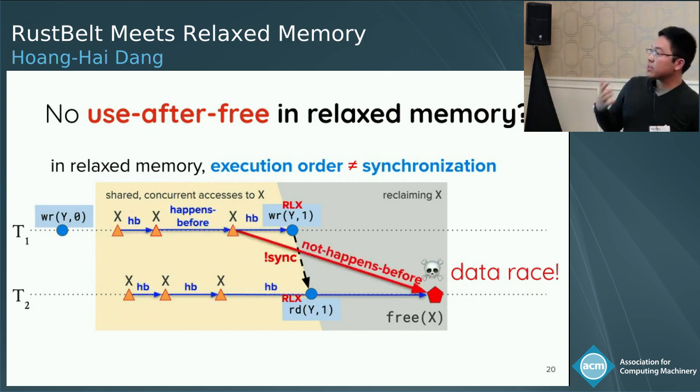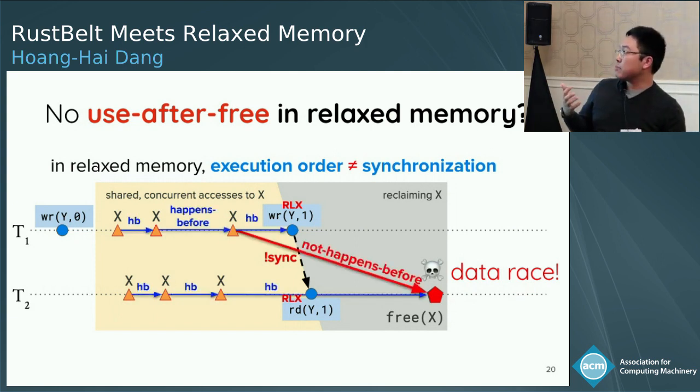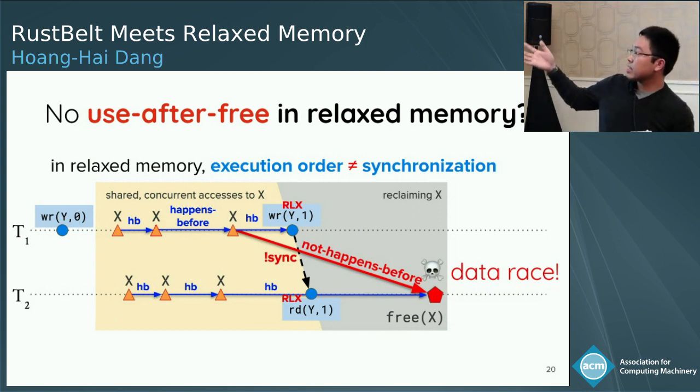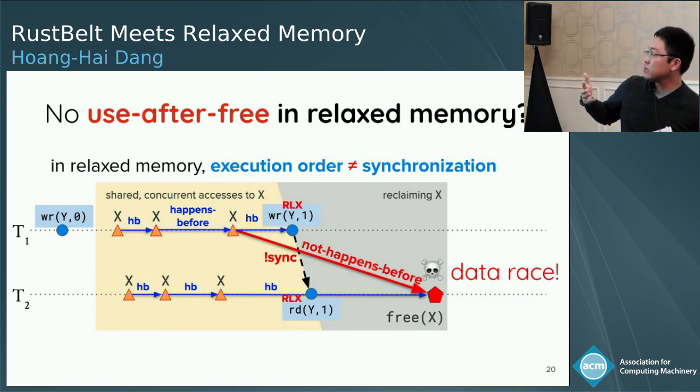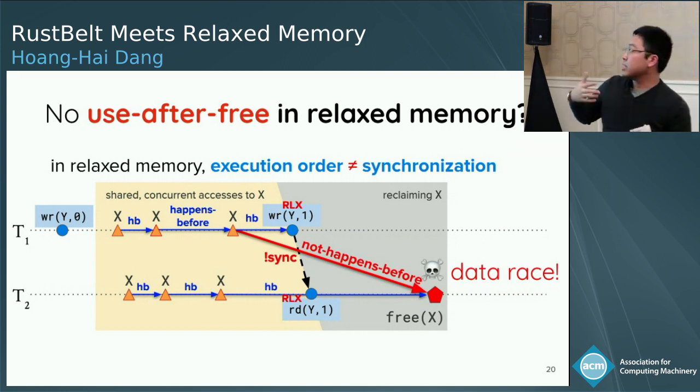Formally, this synchronization is defined by the happens before relation. And in this case, if we are using relaxed accesses to y, then we are not guaranteed a happens before relation between the accesses to x by the first thread and the free of x by the second thread. And by definition, that is a data race.